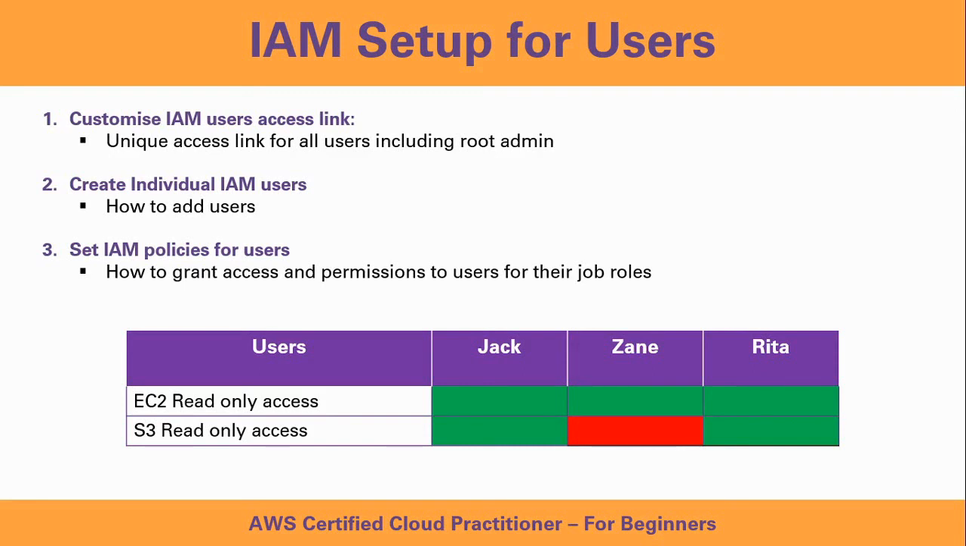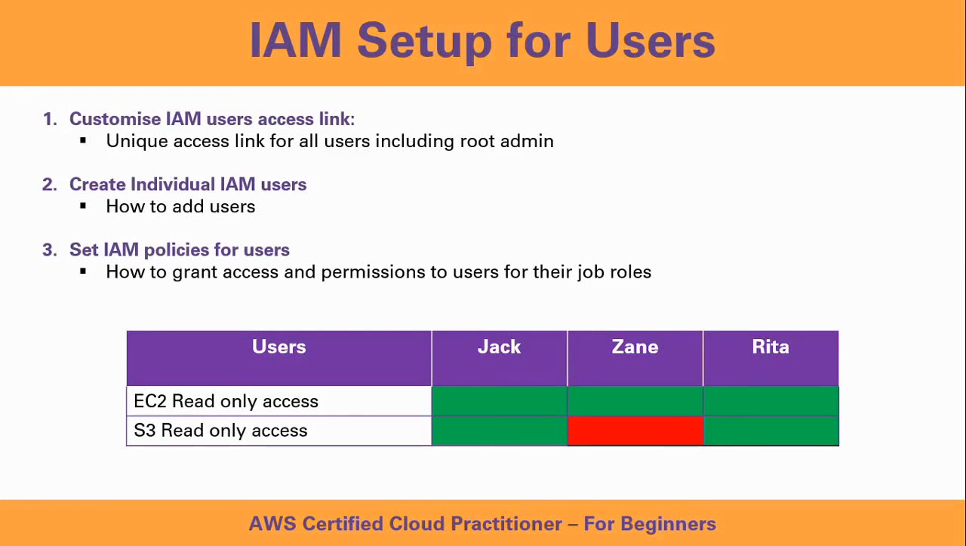We will show you how to create individual IAM users, and also once the new users have been created, how to grant access and permissions for users for their job roles. Now, our hypothetical company ProCloud Certify has been given a project, and for this project we have three users, Jack, Zane and Rita, and all of them need to be given access to EC2 read-only access, but only Jack and Rita are to be allowed S3 read-only access.